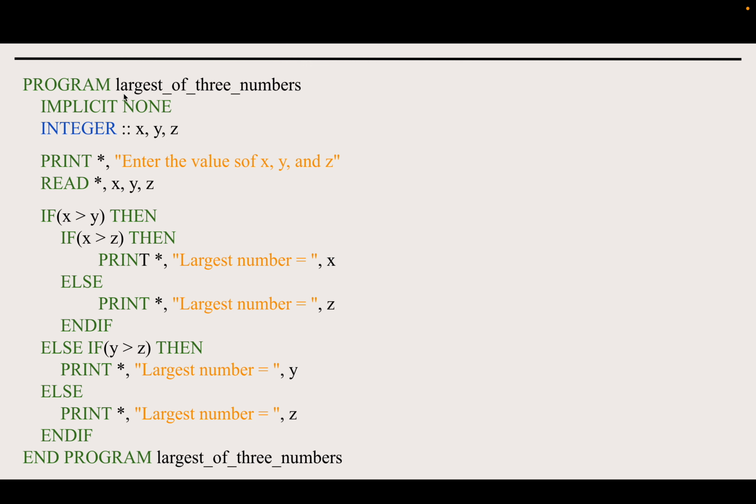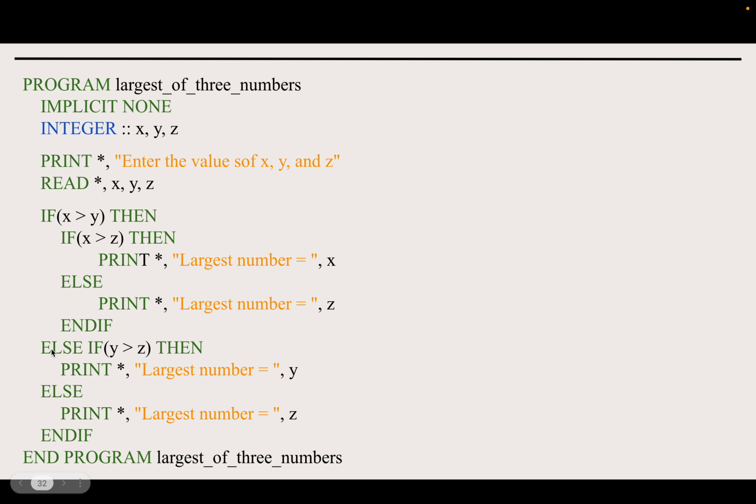The program starts with largest of three numbers, and here the integer type variables that we have taken are x, y and z, and we want the user to enter these numbers from the keyboard. Then next is if, where we will use the conditional statement. So here, if x is greater than y, then it will also check if x is greater than z, then print that the largest number is x, else print that the largest number is z.